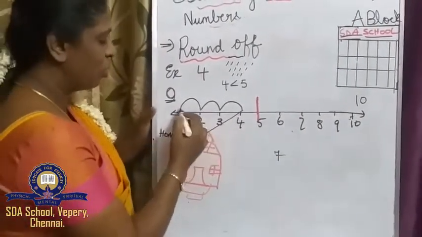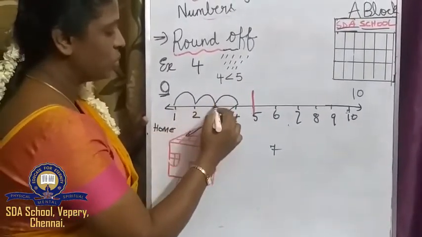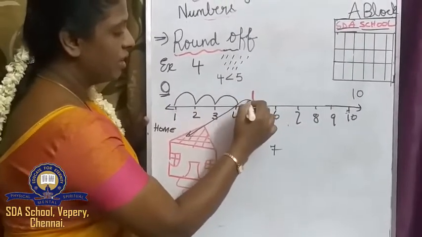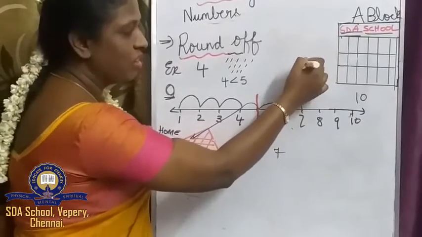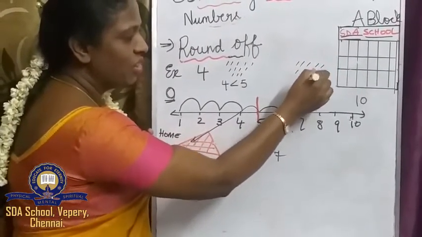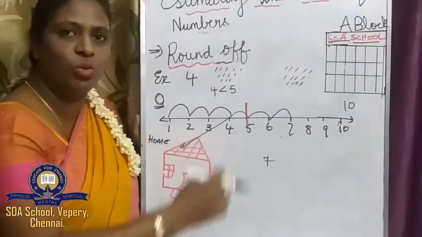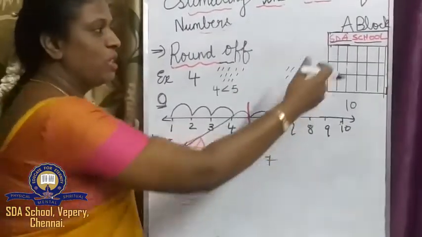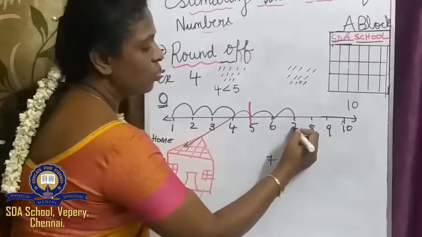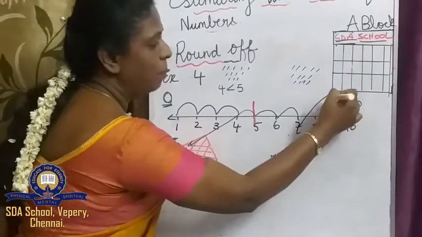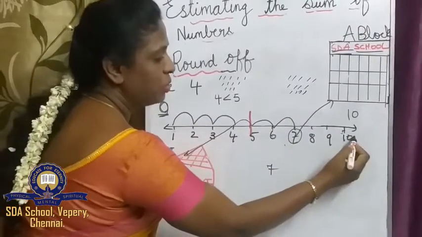Next, take the example 7. The same way you're going from your home to school. You crossed 1, 2, 3, 4, 5, then 6, then you came to 7. Suddenly it starts raining. You'll think, should I go back to my home or go to school? Which is near here? The school is near, so you will run to your school. Now you are rounding up, which means you are going to school. So 7 will become 10.